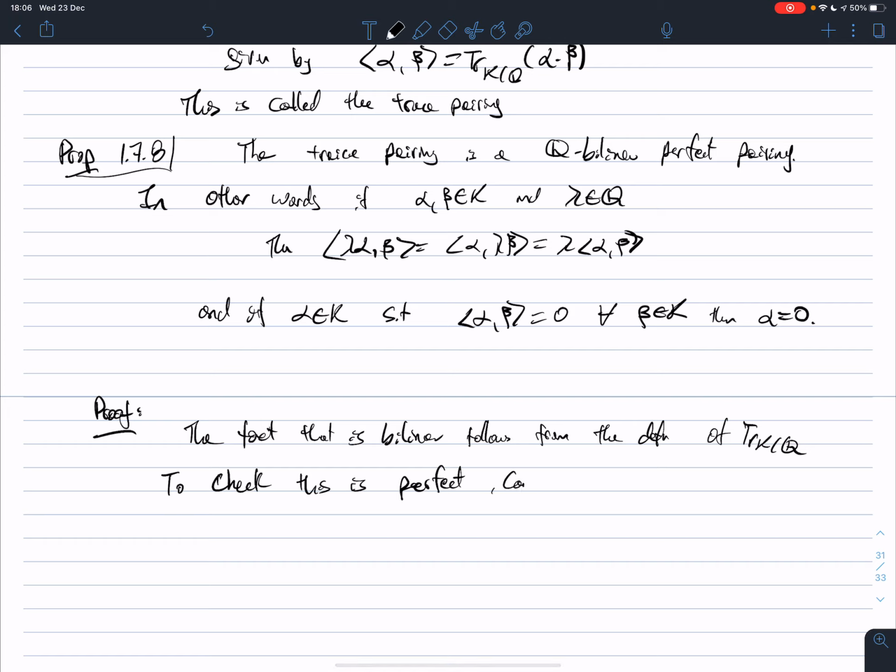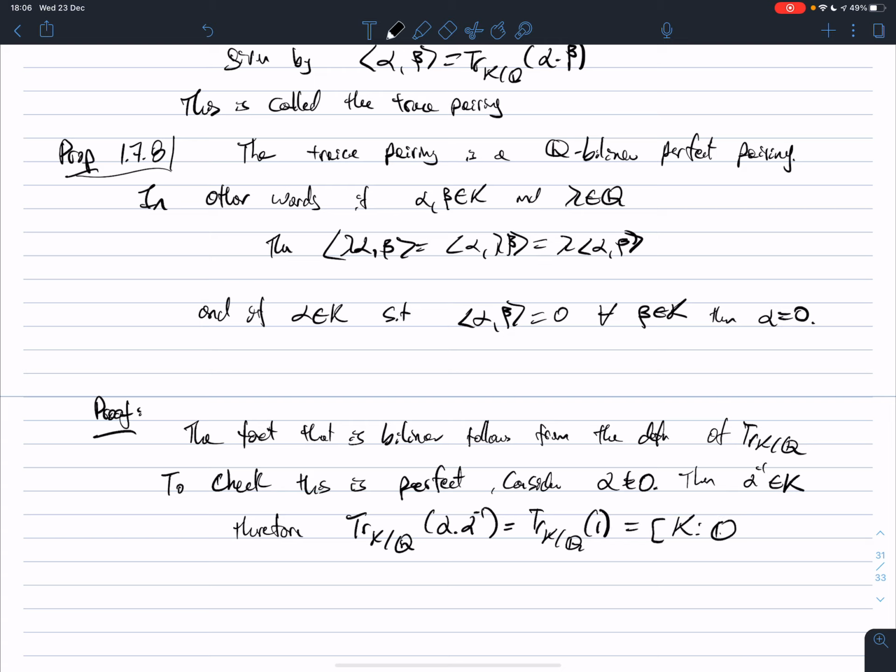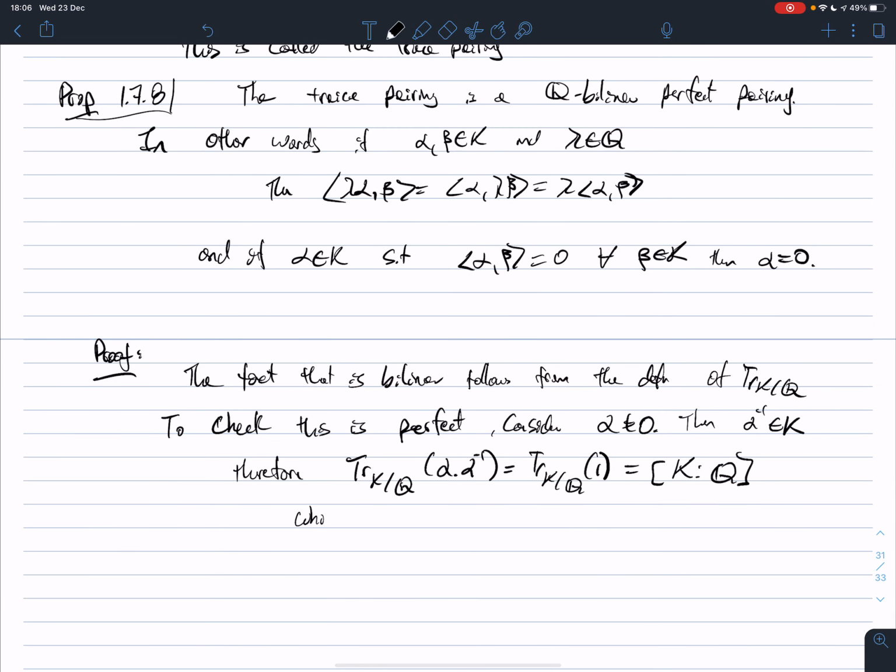Consider some alpha different from 0. Then, because we're in a field, alpha to the minus 1 is in K. Therefore, the trace from K over Q of alpha times alpha inverse is the same thing as the trace K over Q of 1, which if you run through the definition, you'll check is just an integer, the degree of the field, which is non-zero.